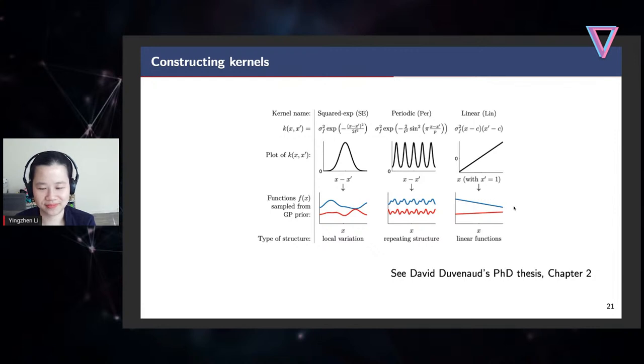The function samples from the GP with a linear kernel are essentially linear functions. So if you define the kernels by, for example, first constructing the feature vectors phi and then doing inner products, then understanding GPs is as easy as understanding the parametric regression case. But for some other kernels like the squared exponential kernel, because their feature dimension is actually infinite, it might be hard to understand what they are actually doing.